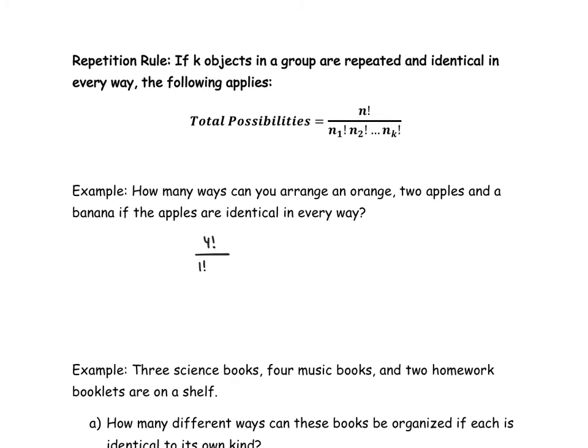But because the 2 apples are identical, every arrangement that I have, I'm going to divide by 2 because I don't know which apple is which, right? So because they're identical, I'm going to divide by 2 factorial, which is 2. And then for the banana, again, just 1. So this would be 24 divided by 2. So there's 12 arrangements of these 4 pieces of fruit. Now, if the apples are not identical, then I can't divide by 2.